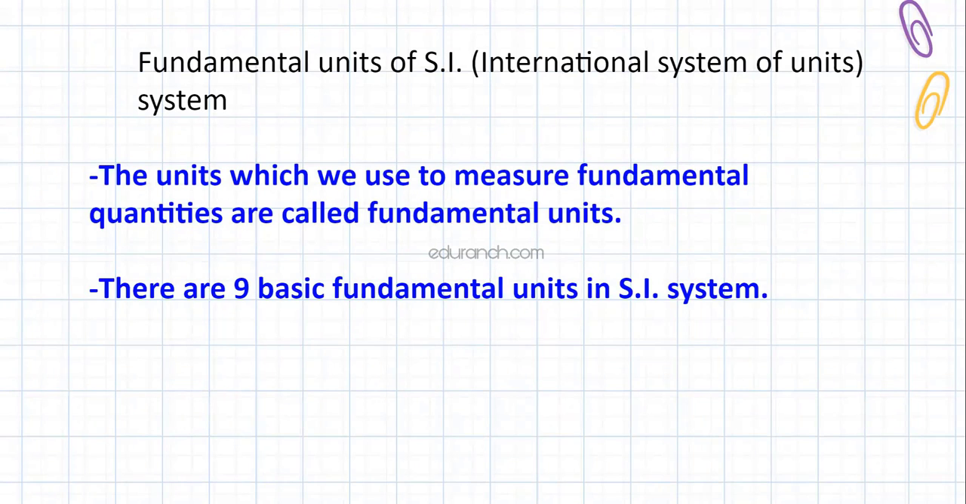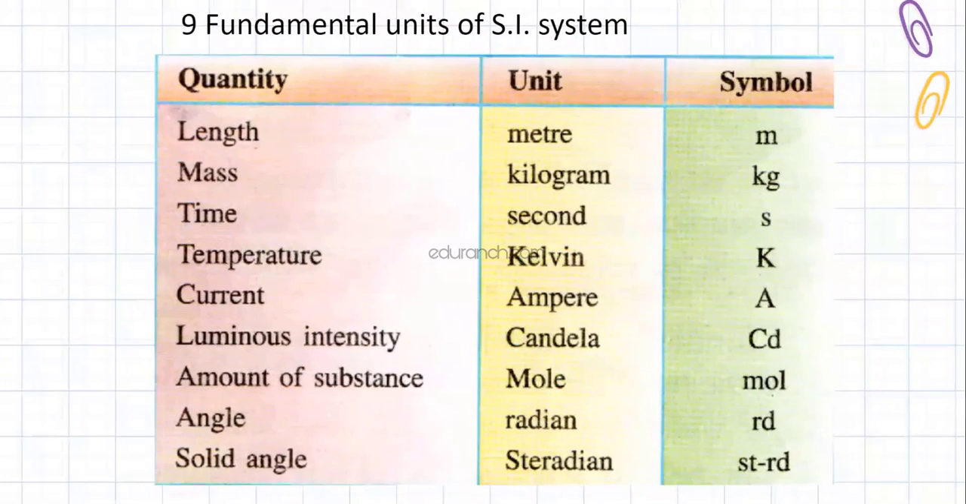So fundamental units of SI. What does that mean? SI means International System of Units. Units which we use to measure fundamental quantities are called fundamental units. Now you know what fundamental quantities are, right? Fundamental quantities are what we use when we measure length, mass, time, temperature. These are all fundamental quantities. There are 9 basic fundamental units in the SI system. Let's see what they are.